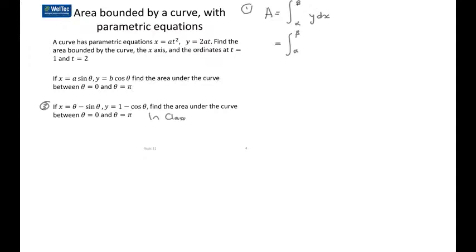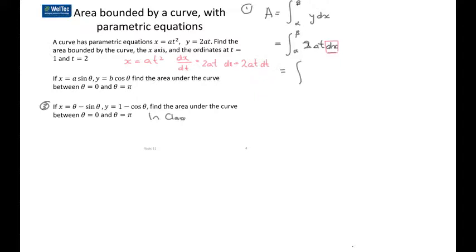Now, we know that y for this first question is given to us as 2at, but we actually need to find dx as well. So we're told that x is equal to at squared, so dx by dt is going to be 2at, so dx must then be 2at dt. So we can put all of that into here.